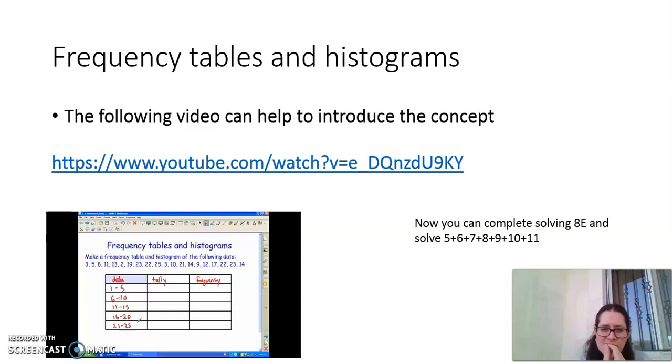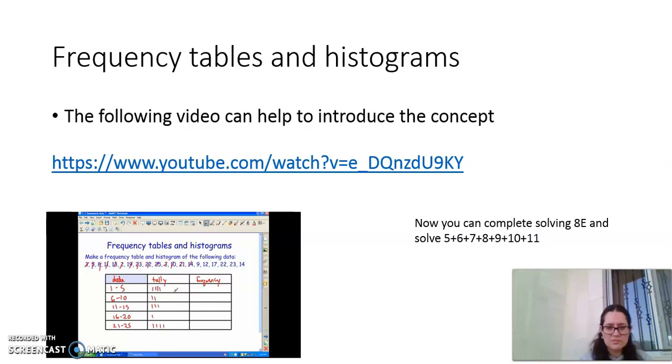Once I have made up my intervals, then all I have to do is go through my data and mark them in the correct interval using tally marks. So the 3 would go here, and so would the 5. 8 goes down below, and I'll notice that I am crossing these off as I go because I want to make sure that I don't miss any, and I want to make sure that I don't count any twice. So when I'm going through my data, I always cross them off while I'm doing this. And so I'm just going to finish these up quickly.